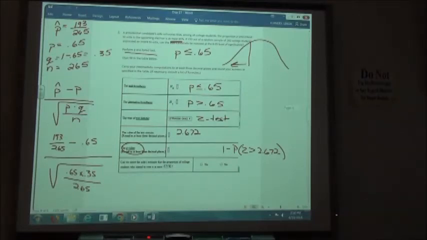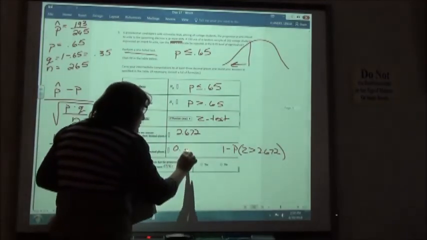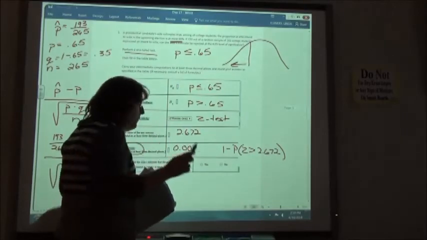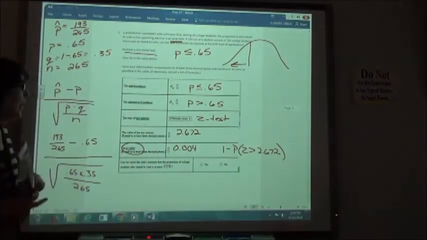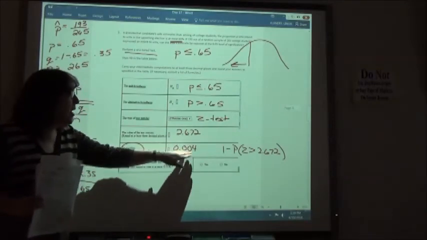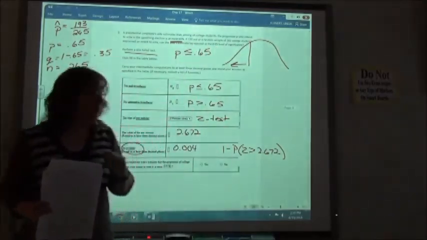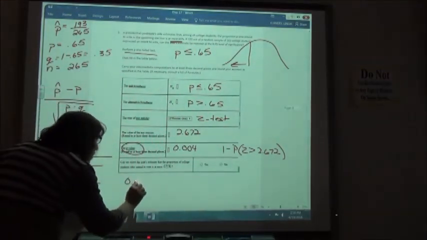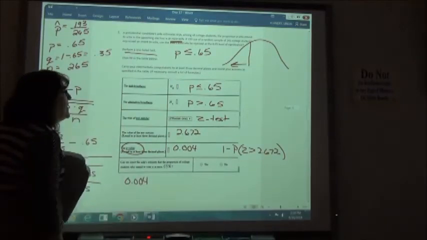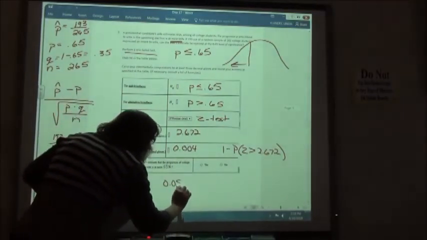So we did 1 minus, and then the p of z, and then our test number 2.672. And hit equals. So that number, to 3 decimal places, is 0.004. Again, this is a percentage. We're comparing this percentage to the critical value. Here's the critical value. So, if I have 0.004, is that less than or greater than the 0.05 that I'm testing?